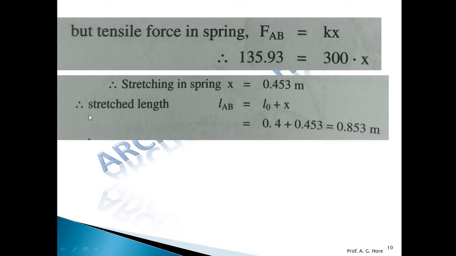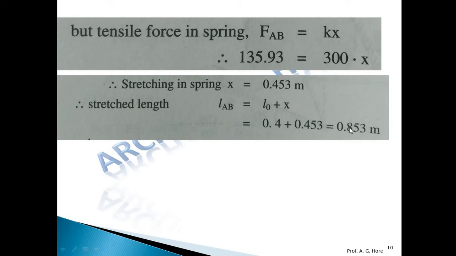Now the stretched length of the spring AB is equal to the original length plus the stretching, that is equal to X, this X. So the undeformed length is 0.4, and the stretching length is this one. So the complete length of the spring AB is equal to the addition of L0 plus the stretched length. Okay, so this is the length of AB.